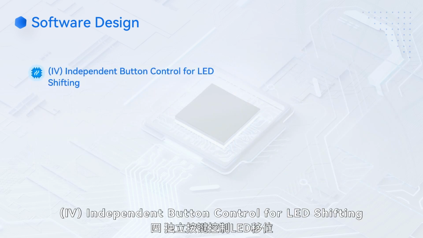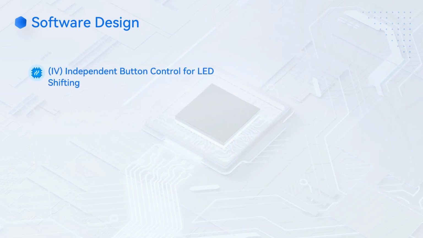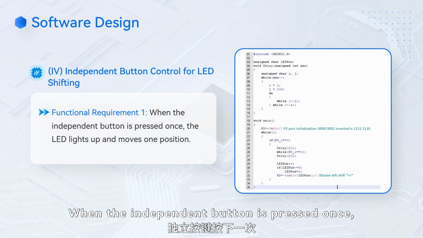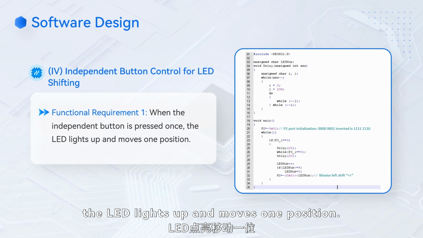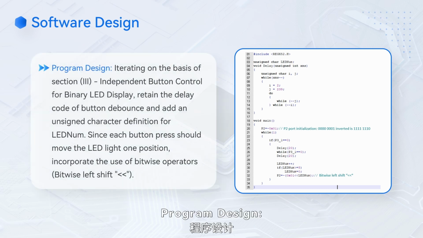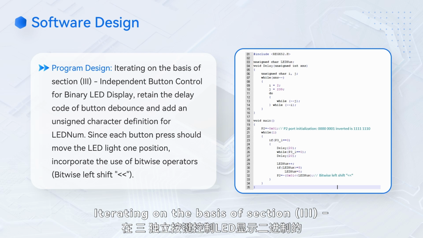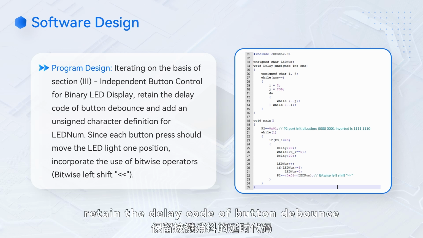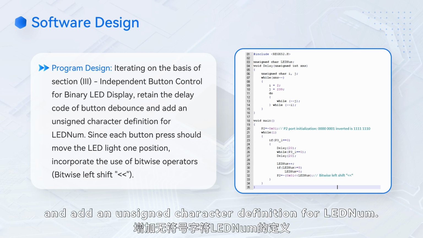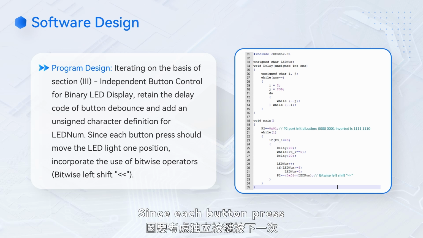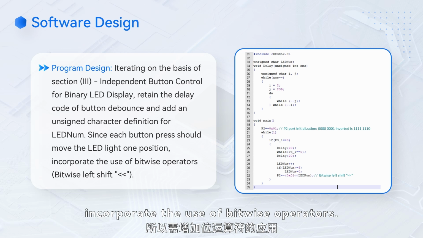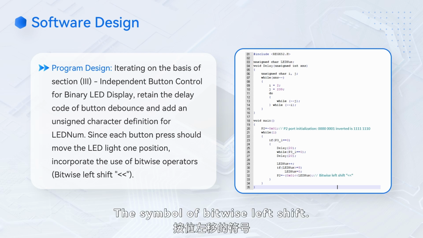4. Independent button control for LED shifting. Functional requirement 1. When the independent button is pressed once, the LED lights up and moves one position. Program design. Iterating on the basis of Section 3, retain the delay code of button debounce and add an unsigned character definition for LED number. Since each button press should move the LED light one position, incorporate the use of bitwise operators. The symbol of bitwise left shift.